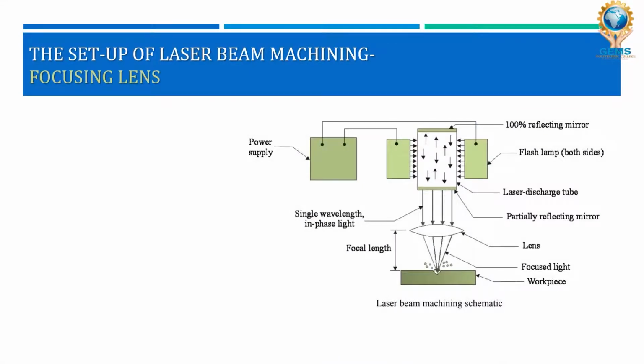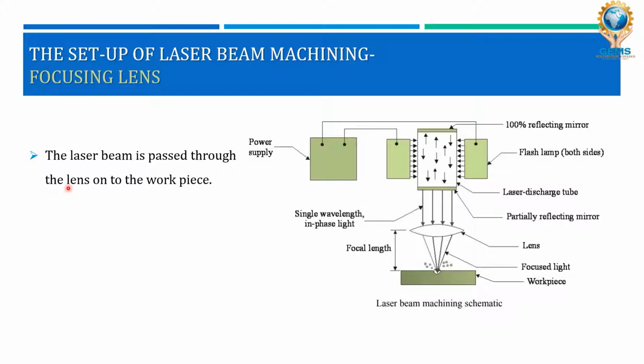Now let's consider the focusing lens. The laser beam from the ruby rod is passed through the lens onto the workpiece. When the beam of light is coming from the ruby rod, if you're going for any machining purposes, we do not directly send the beam to the workpiece. It will not do any work because it is just like a beam of light, and the intensity of light is not enough to machine the workpiece.